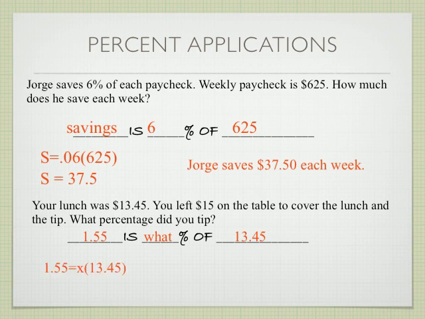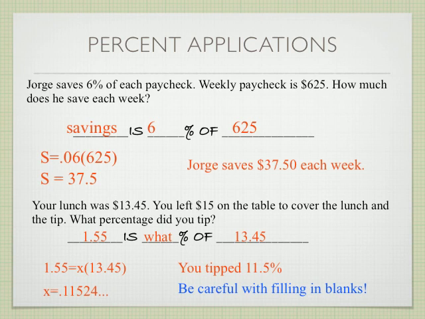So 1.55 is x times 13.45. Solving for x, I get x is 0.11524. Now, is that my answer? Nope, I was looking for a percentage. If I'm looking for a percentage, I need to convert it. So that's 11.5%. I'm kind of a cheap tipper. So be careful when you're filling in the blanks. Don't just automatically take the numbers that are in the problem. Make sure that it really makes sense. Because if you put 15 in that first blank, that makes, if we did it with words, the tip is what percent of our bill.